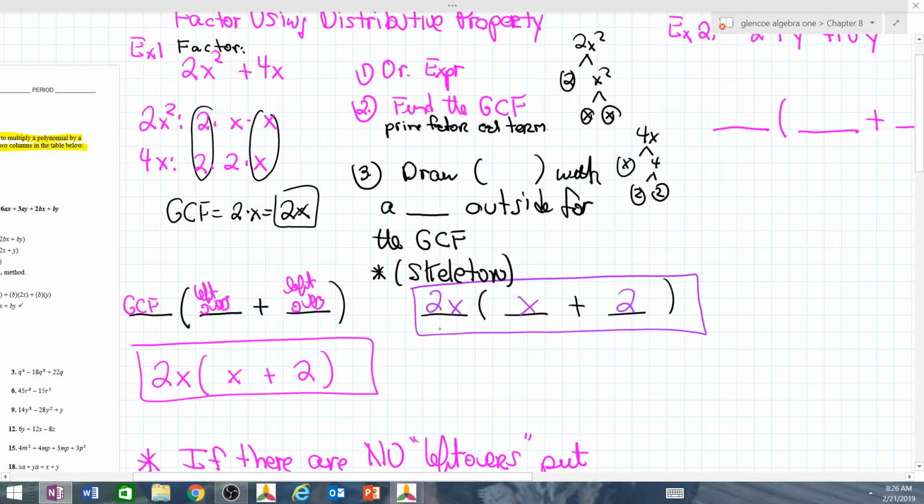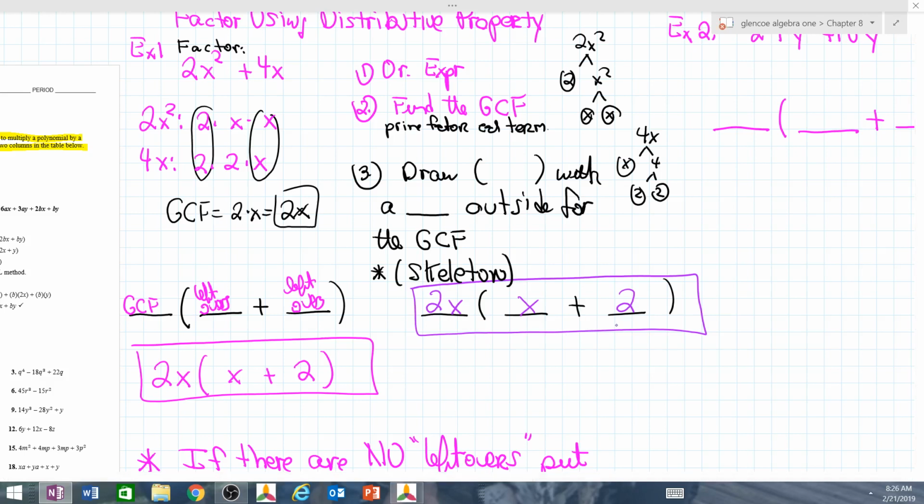When you check your work, 2x times x should give me back 2x squared. 2x times 2 should give me back 4x, and it does. Now, some of you are going to say, but Miss Arceau, I'm going to go ahead and just say that the GCF is 2, and when I multiply it out, I'm still going to get the right answer. Yeah, you will. I agree with you, but you didn't factor it completely, because what's left in parentheses can have nothing in common but a factor of 1.